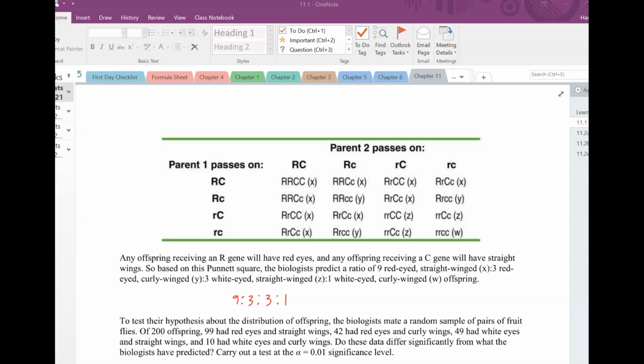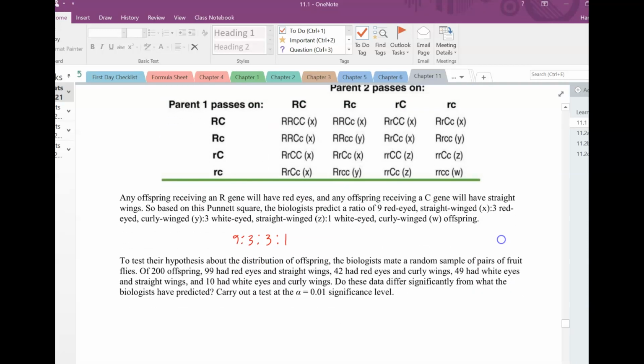So one of the first tasks on this problem is just understanding this chart that they're giving you, because these are the counts that you would expect. And so they go through and talk you through it to show that they would suspect there would be 9 red-eyed straight-winged, 3 red-eyed curly-winged, 3 white-eyed straight-winged, 1 white-eyed curly-winged offspring. So these are going to be your expected counts for this significance test.